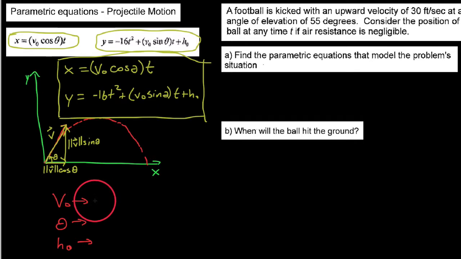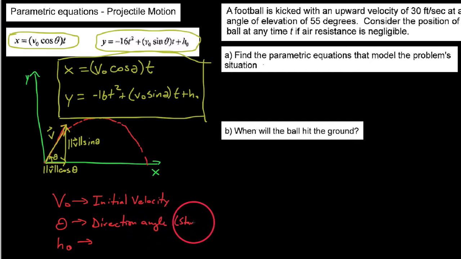We say v sub 0 is going to represent our initial velocity. The closest analog I can give you to v sub 0 above would be the magnitude of the vector, so it's kind of like how fast it was going at first. Then our theta here is going to be our direction angle. What we want to know about this direction angle is that it's in standard position, which means that it leaves from the positive x-axis and usually goes counterclockwise. And then this is going to be our initial height, h.